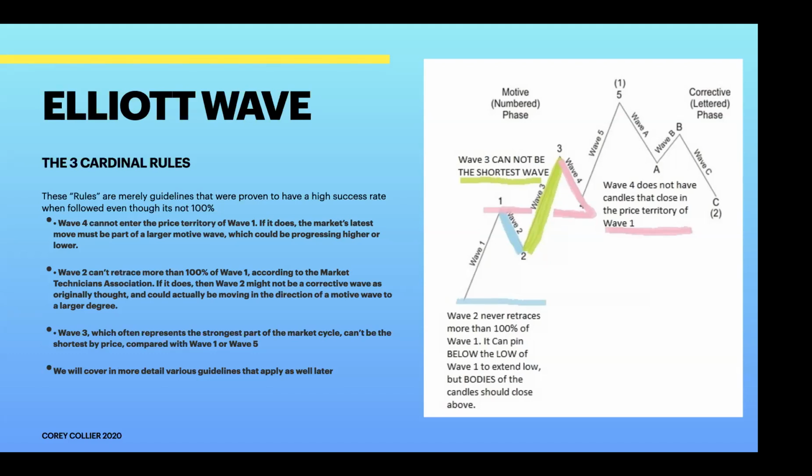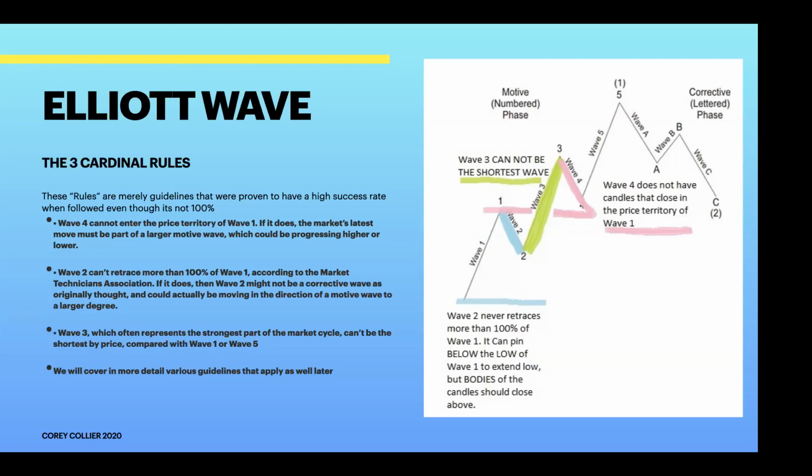So the 3 rules are in bold right here. The first one is wave 4 cannot enter the price territory of wave 1. Now, understand that wave 4 is a retracement wave, okay? If retracement wave 4 closes lower than the top of wave 1, then you're looking at something else on a larger scale than the retracement.